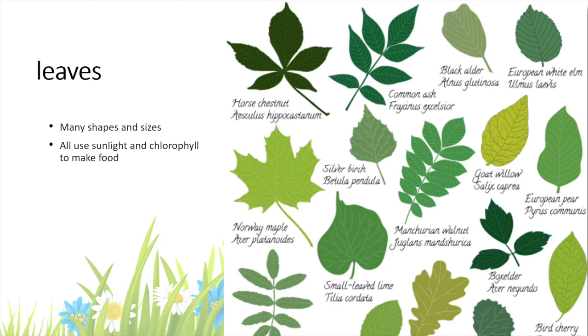What shape is a silver birch? And did you know that the common ash, each of those leaflets is considered to be part of one leaf? Which other plants have leaflets shown on this page? You might want to collect some leaves and classify them yourselves according to the shape and the type of the leaf.